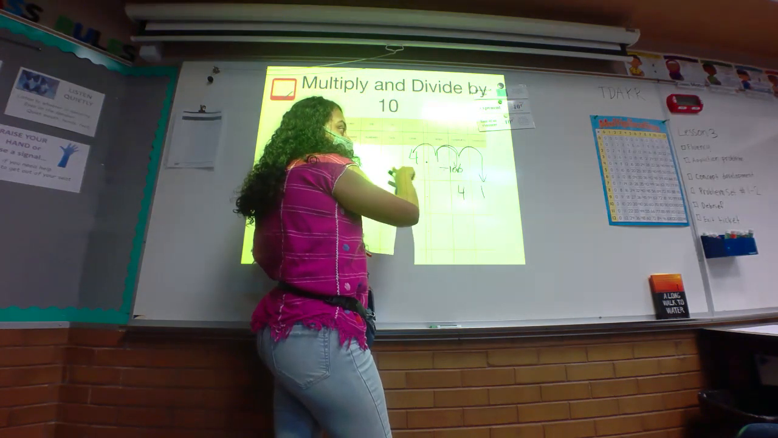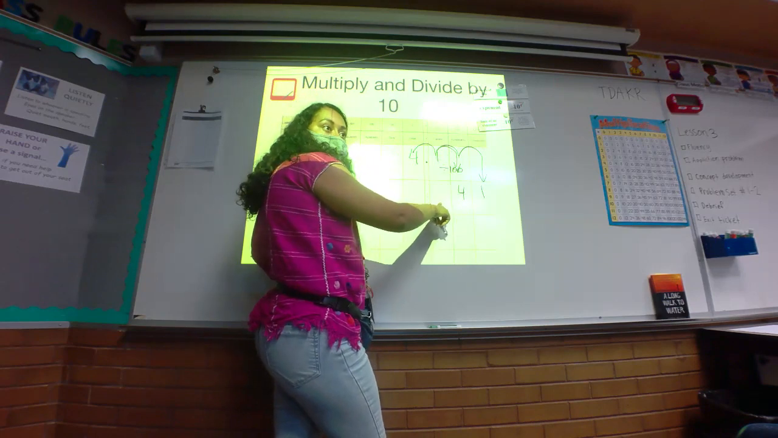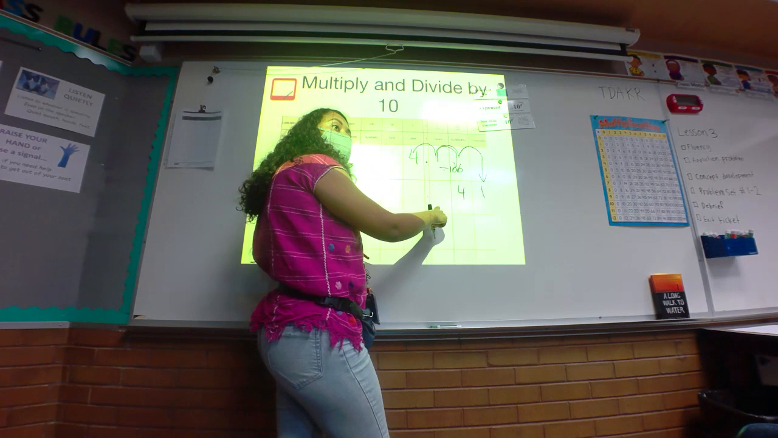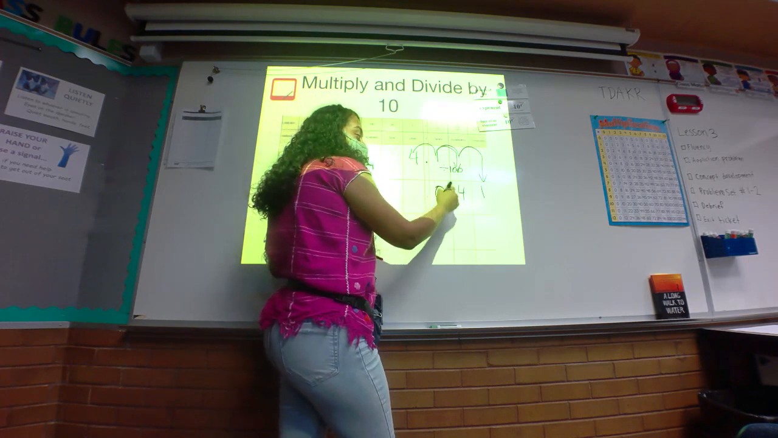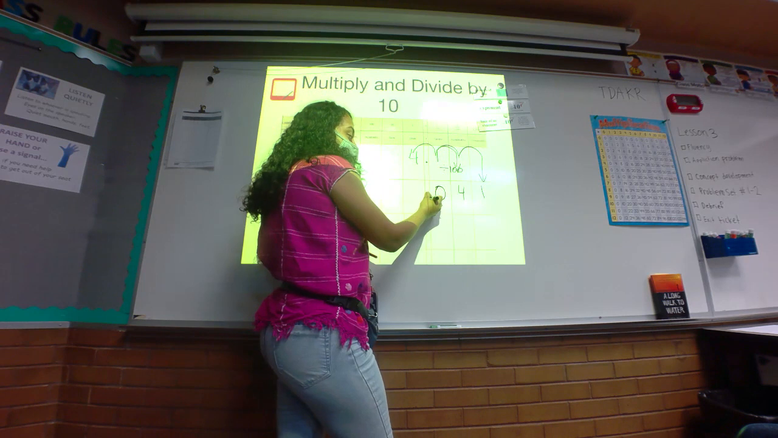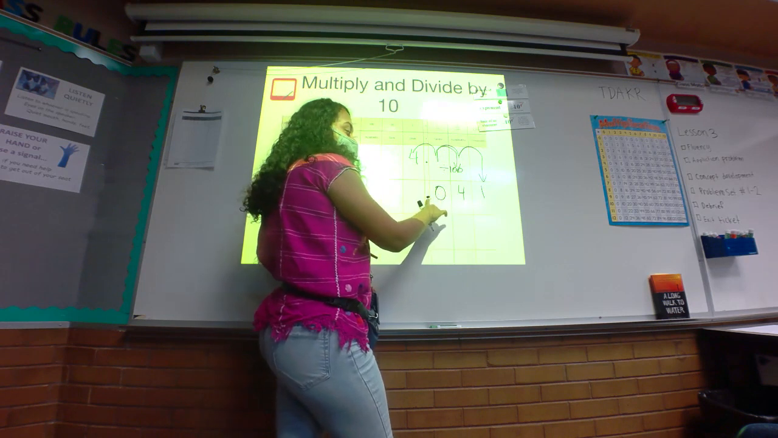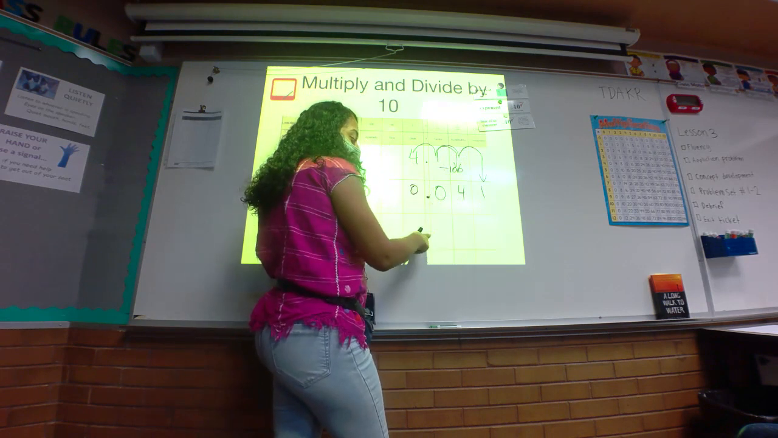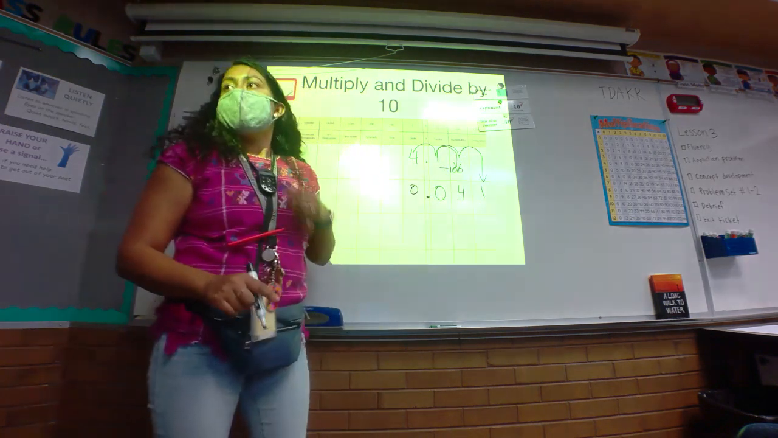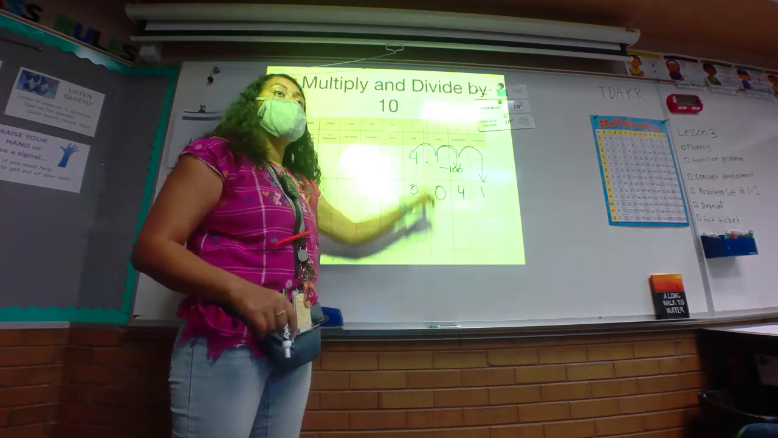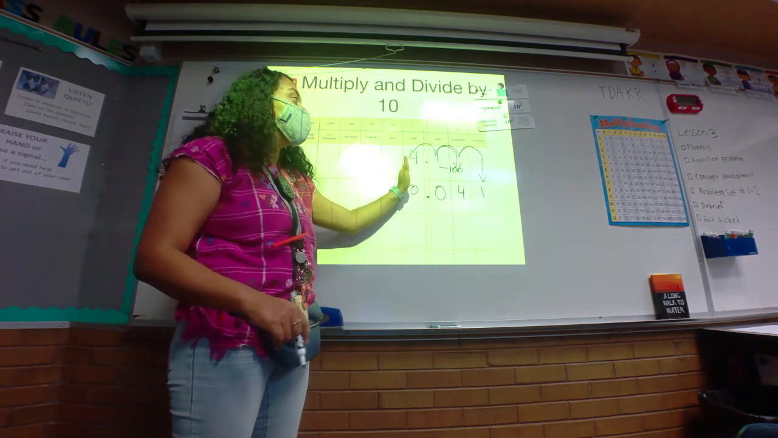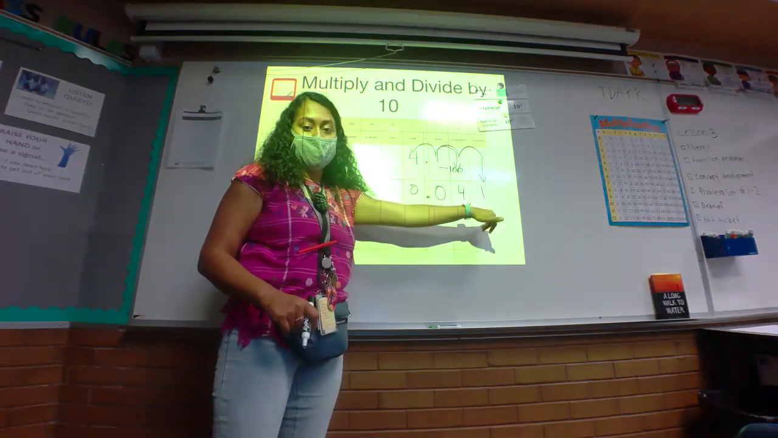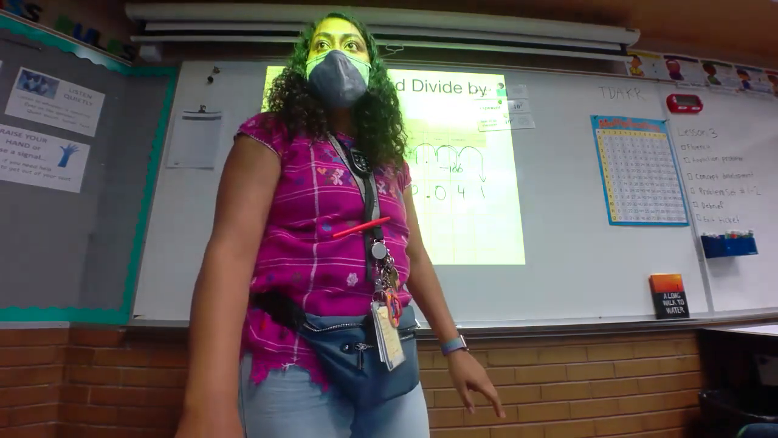Okay, I don't have any more digits to shift over, but I still have a blank space, which means I need a placeholder. So what do we use as a placeholder? 0. Decimal. You can leave a decimal 0, 41 thousandths, or you put 0. Notice how the decimal always stays right here. What we're shifting is the digits in the place values. Questions?